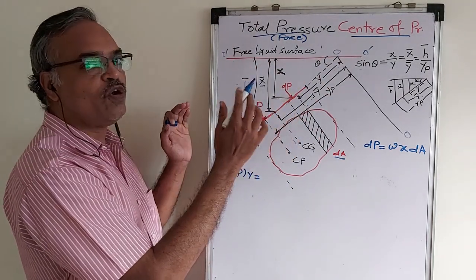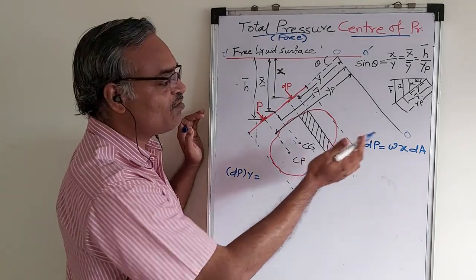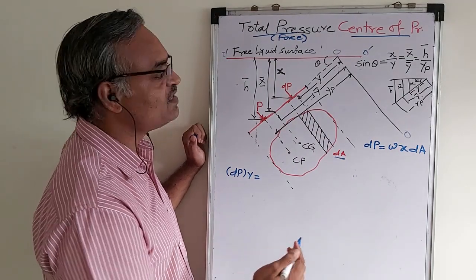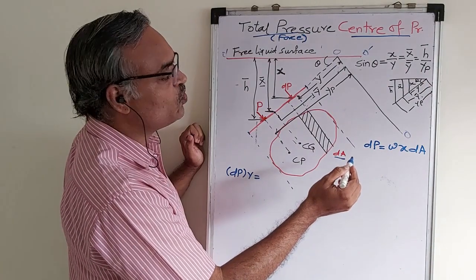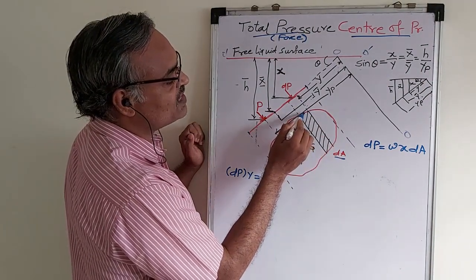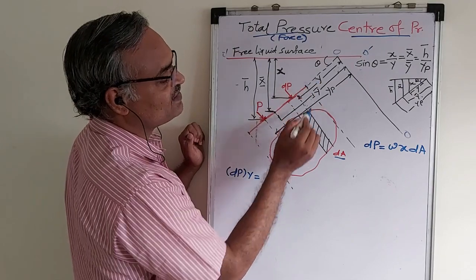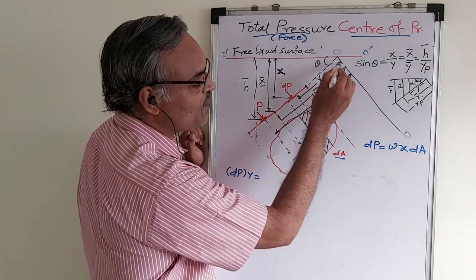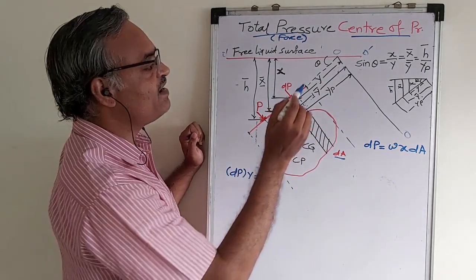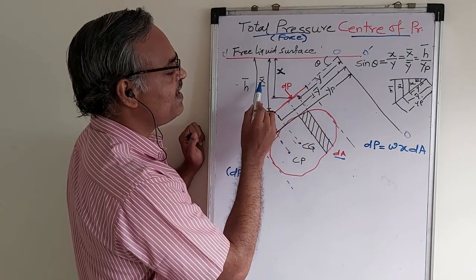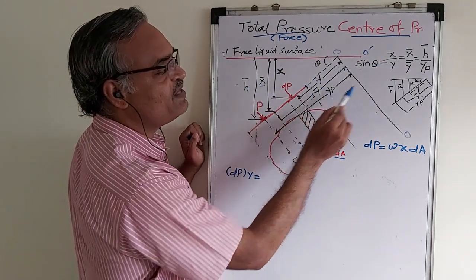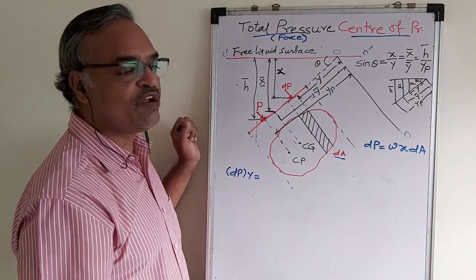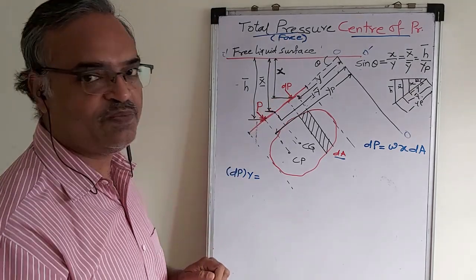For some reason, we want to convert this case for calculation of the total pressure formula into a simpler situation. So we have considered another axis OO. Now the distance of this strip from this axis is y. Distance of CG from this axis is y bar, and distance of CP from this axis is y p. And the relation between x and y, x bar and y bar, x bar and y p is x = y sin theta, right? So this relation we have already established using the trigonometric principle.